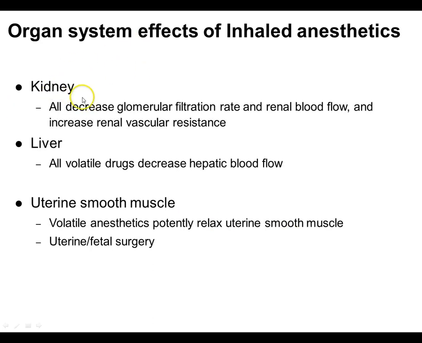Finally, the inhaled anesthetics can decrease renal blood flow and hepatic blood flow, and with respect to uterine smooth muscle, the volatile anesthetics can potently relax the uterine smooth muscle, which actually makes them very useful in uterine or fetal surgery. So in a case where there needs to be a surgical procedure done to the fetus without delivery, the volatile anesthetics actually make it easier to manipulate the uterine wall to access the fetus.